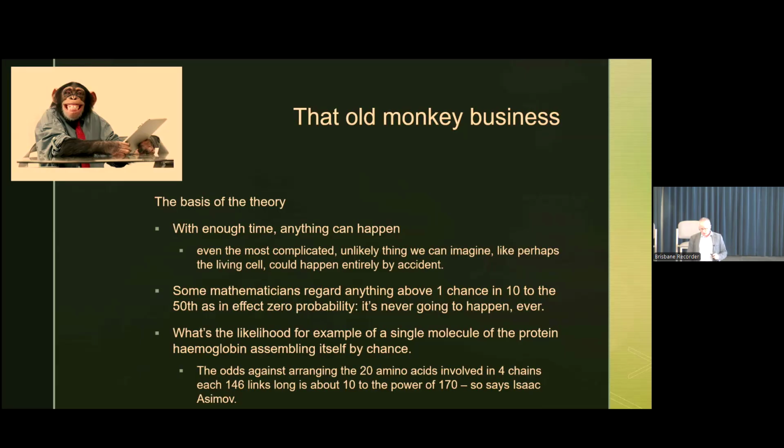So the likelihood of a single molecule of a protein, hemoglobin, assembling by itself by chance, according to Isaac Asimov, he said the odds against arranging the 20 amino acids involved in 4 chains each, 146 links long, is about 10 to the power of 170. So we've basically just tripled the length of that number now. It's 10 with 170 zeros after it. That's how small is the likelihood of evolution happening to create even just a protein.